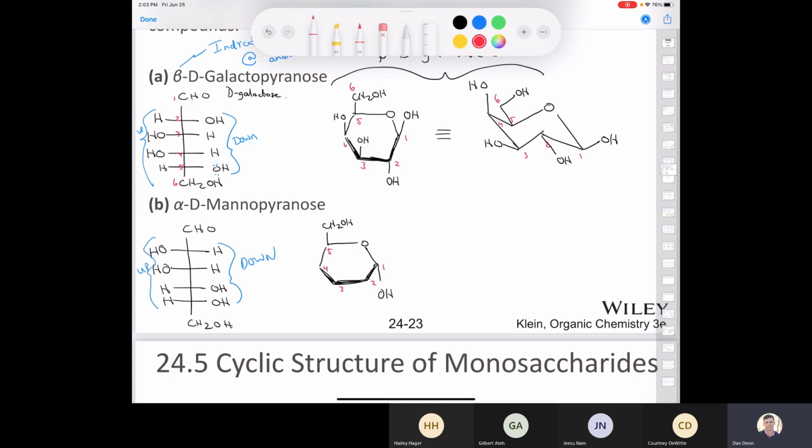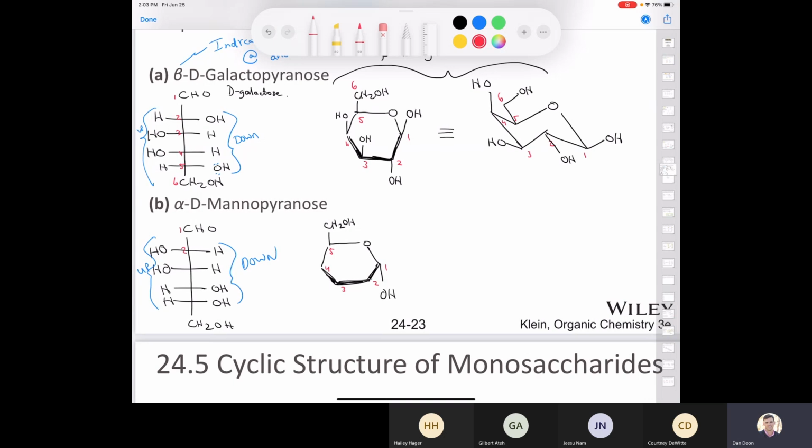So on carbon number, let's see, we got 1, 2, 3, 4, 5, 6. So on carbon number 2, the hydroxyl is going to be pointing up. So we draw it in the up position. In carbon number 3, it's also in the up position, like this. Carbon number 4, it's in the down position. And my carbon number 5, I already have the stereochemistry worked out there.